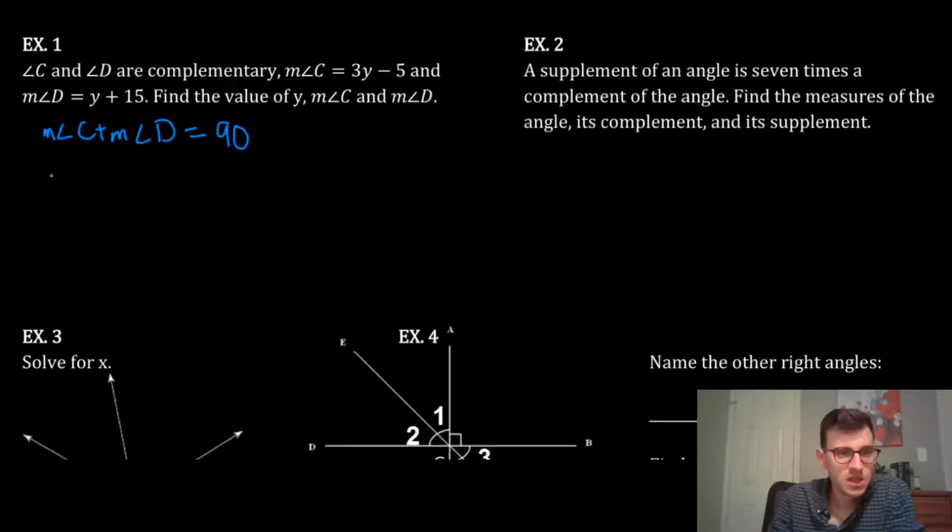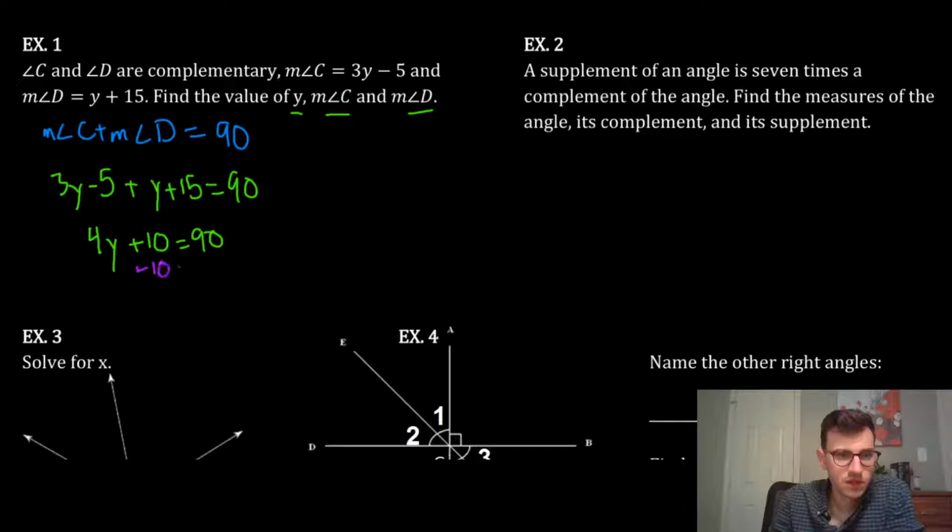So C is 3y minus 5. D is y plus 15. That equals 90. Let's find y, C, and D. 4y plus 10 is 90. Subtract 10. 4y is 80. So that means divide by 4, y is equal to 20.